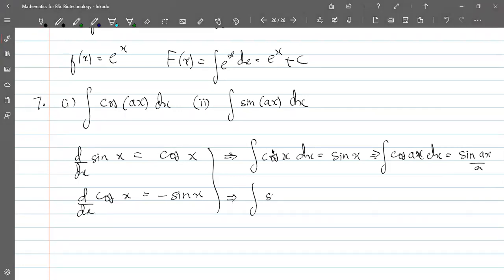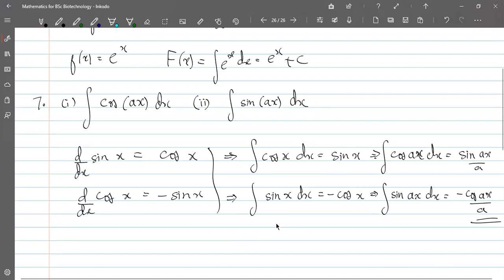Then from here, what is integration of sin x? It's not cos x, because differentiation of cos x is not sin x, it's minus sin x. So integration of sin x should be cos x divided by minus 1, or in other words, minus cos x. And therefore integration of sine of ax should be minus cos of ax by a. So these are the answers.